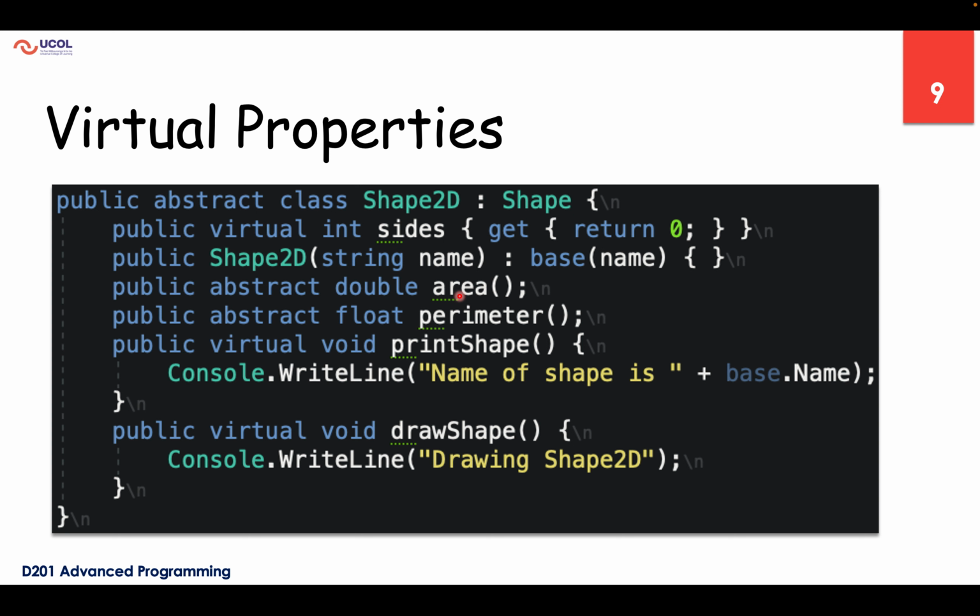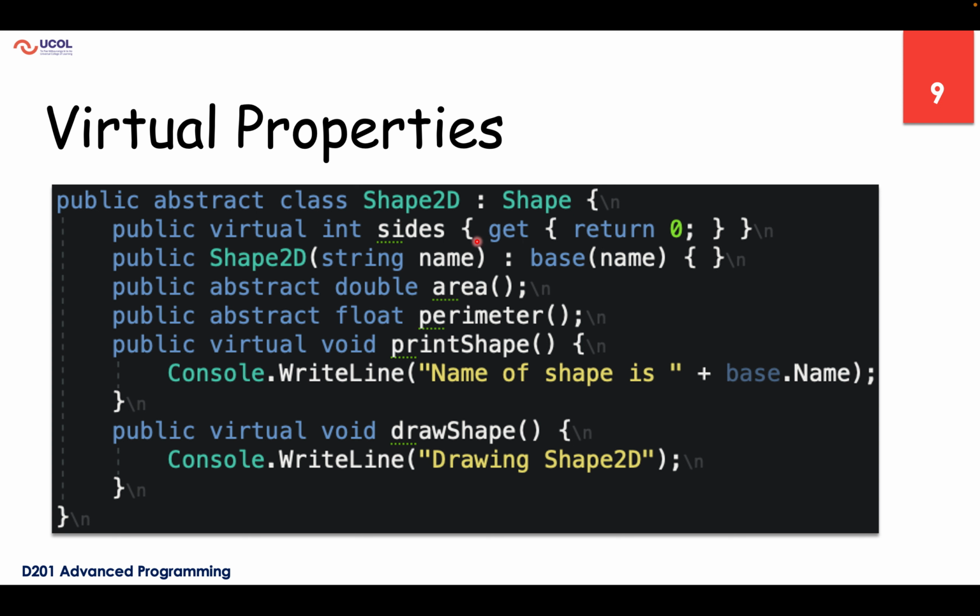So virtual properties, what do we mean by virtual properties? We have seen virtual methods. If we look at it, we are saying it's a public virtual int, and then we have sides, and then we say get return 0, how many sides that particular shape has.